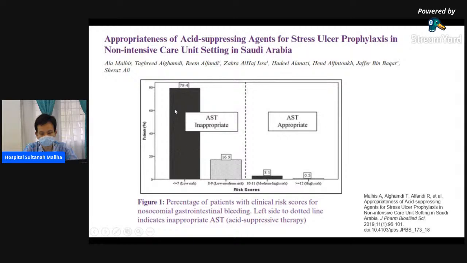You can see a lot of them are actually inappropriate per se, with the Herzig clinical risk score of 7 and below, then 8 to 9. So when they have low or low medium risk in the Herzig clinical score, it is not indicated for AST in this study. But 10 and above, they are considered appropriate. So you can see a large proportion of them falls under the left column of the bar chart.